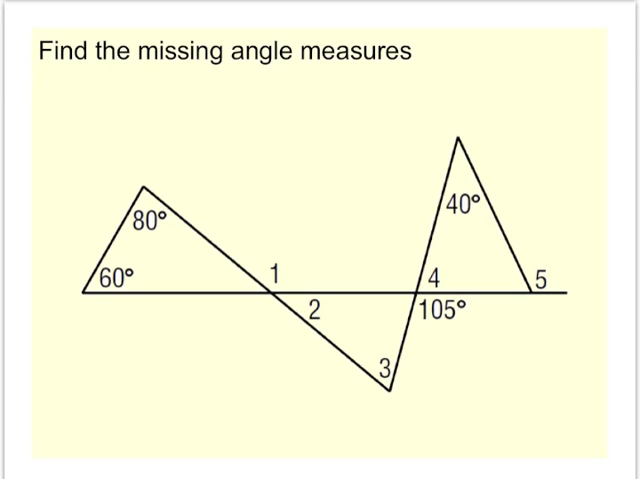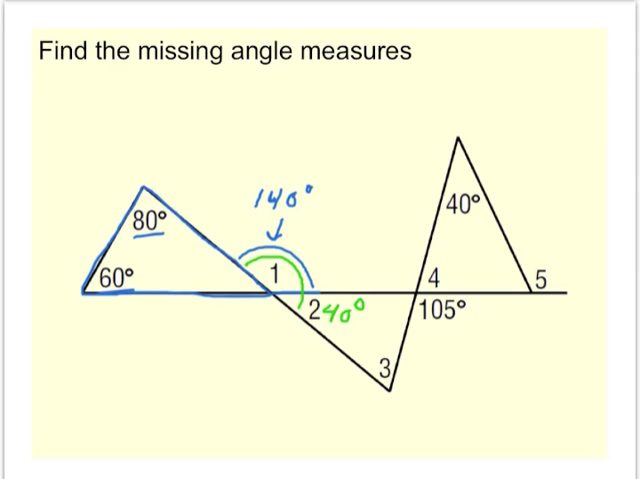First off, let's take a look at angle 1. Angle 1 is an exterior angle to this triangle, this one on the far left. Its remote interior angles are 80 and 60, and so that means angle 1 is the sum of the remote interior angles, or 140 degrees. Angle 2 forms a linear pair with angle 1. And so that means angle 2 must be equal to 40 degrees, since 40 plus 140 adds up to 180 degrees.